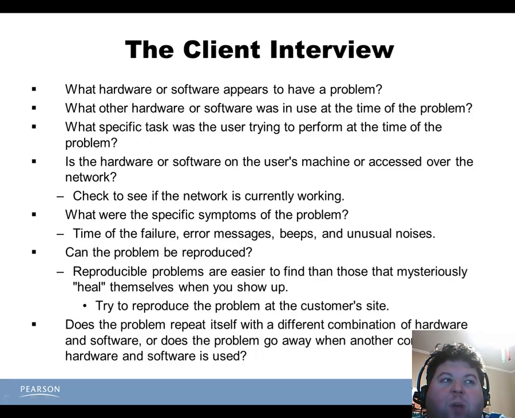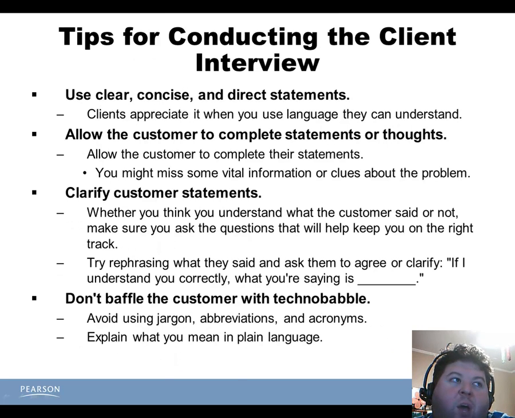This is a hard one because often a client will say a window popped up on the screen, and you'll say, well, what did the window say? And they'll say, I don't know. So you have to kind of try to get them to maybe repeat the problem for you. That's a big one. Can it be reproduced? Try to reproduce the problem at the customer site. Does the problem repeat itself with different hardware or software, or does it go away with different hardware and software? If it's a problem with Word and a template, for example, on their computer, try the template on another computer. See if it works there.